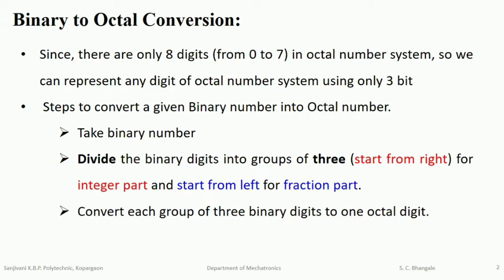The first step is to take the binary number as it is, the given binary number. Divide the binary digits into groups of 3. We have to start from the right for the integer part and start from the left for the fraction part. Convert each group of 3 binary digits into one octal digit.